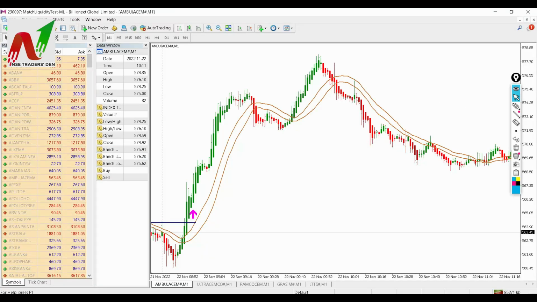If you see on Ambuja Cement, you can see here that there was a block deal around 9:40. It's not more than 10-15 minutes, and after that, around 9:34, there was a price action indicator.